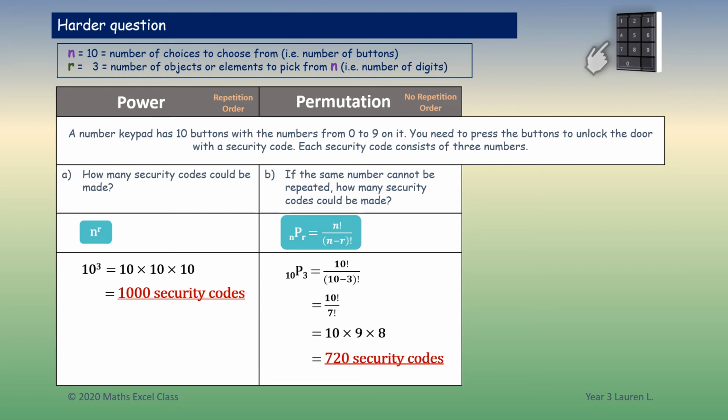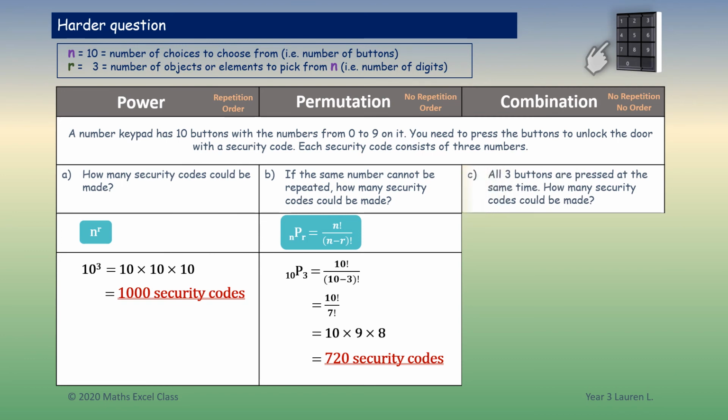Now if we solved it with combination, no repetition and no order, it would be C. All 3 buttons are pressed at the same time. When I say this, it will mean that there would be no repetition and no order unless you have 2 buttons of the same type. It has no order because no matter what, even though you press those 3 buttons, it will just be the same 3 buttons you pressed.